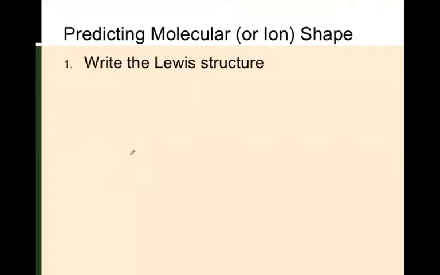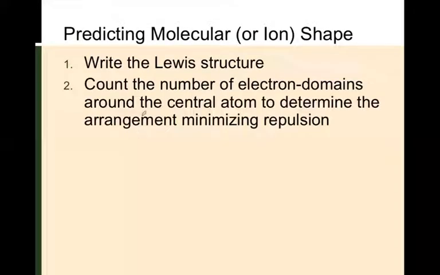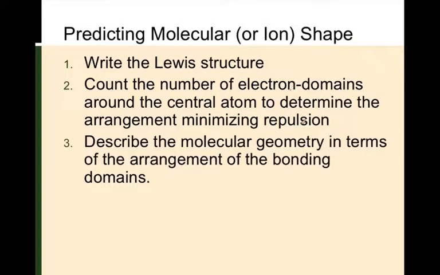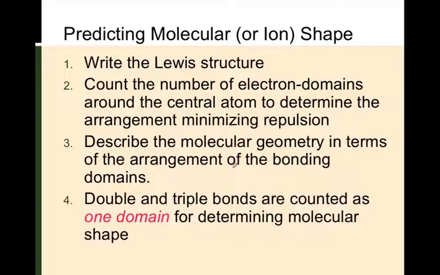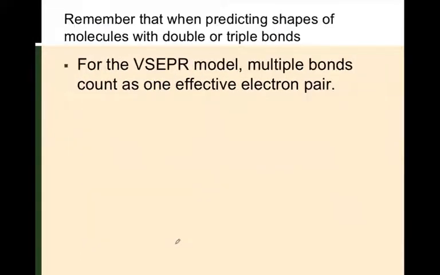Predicting molecular or ion shape. The first thing we do is write out the Lewis structure. That gives us an idea of the connectivity of the molecule without complicating things too much yet. Then we count the number of electron domains around the central atom to determine the arrangement, minimizing repulsion. So here we start to consider the lone pairs and the bond pairs. Then we describe the molecular geometry in terms of the arrangement of the bonding domains. Double and triple bonds are counted as one domain for determining molecular shape.